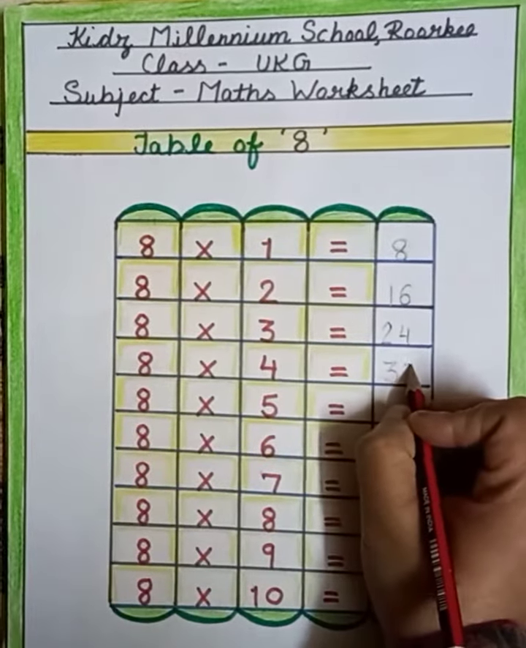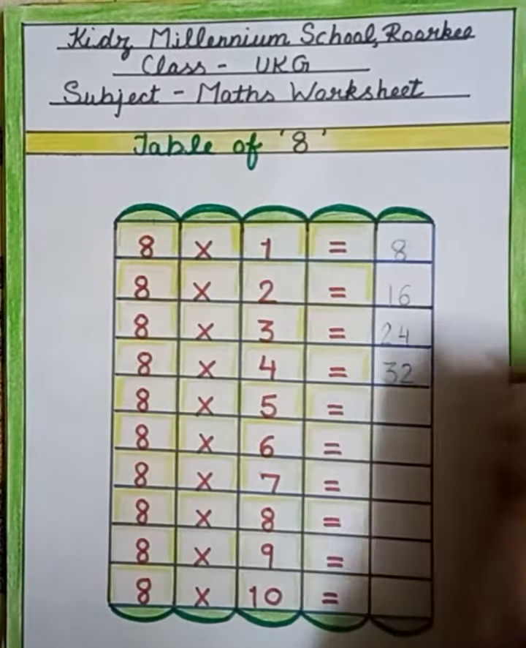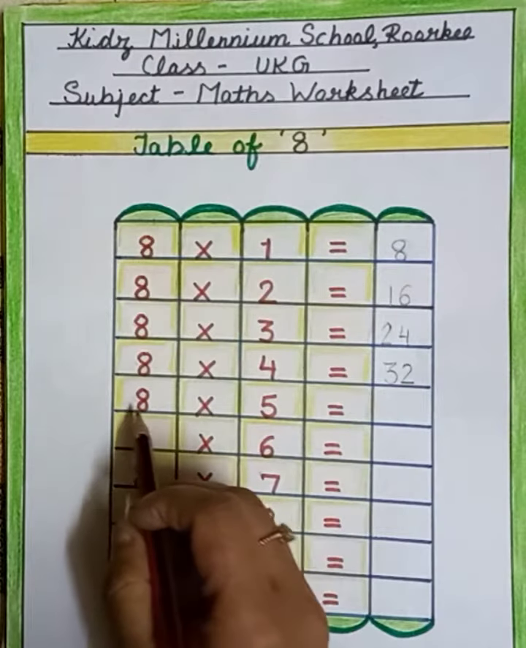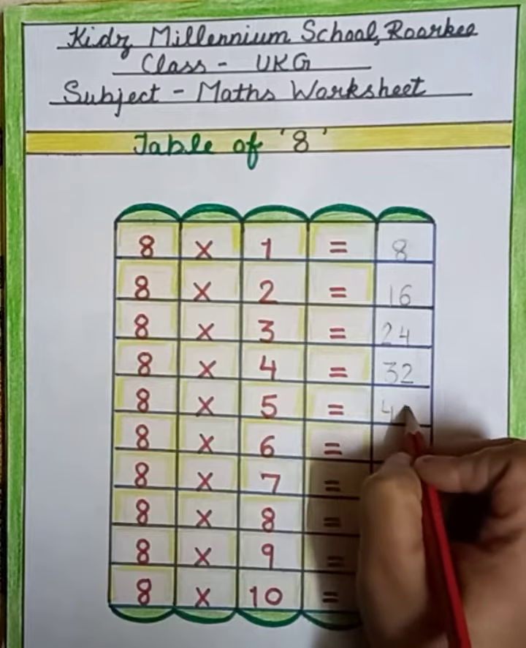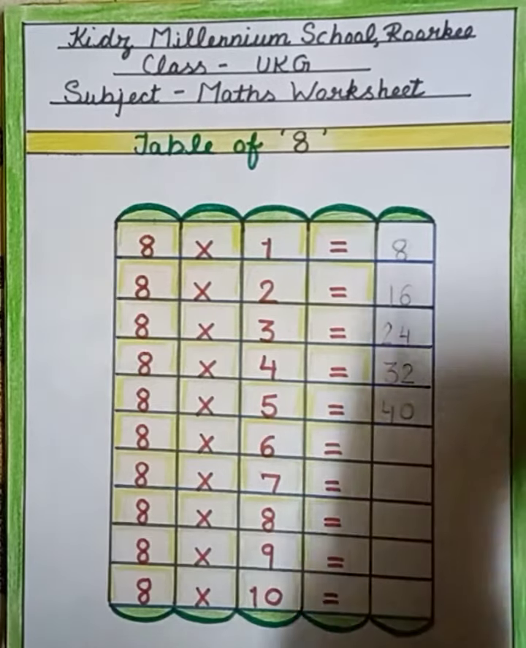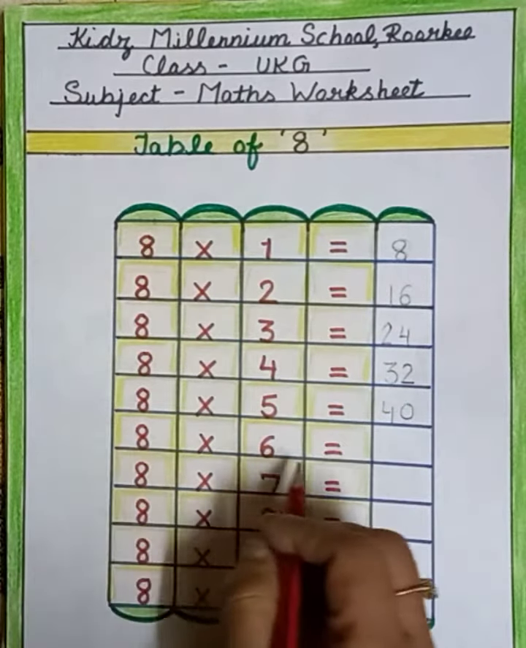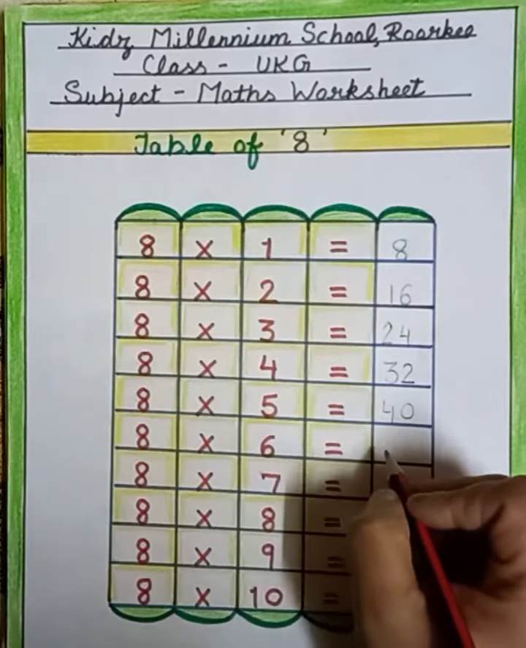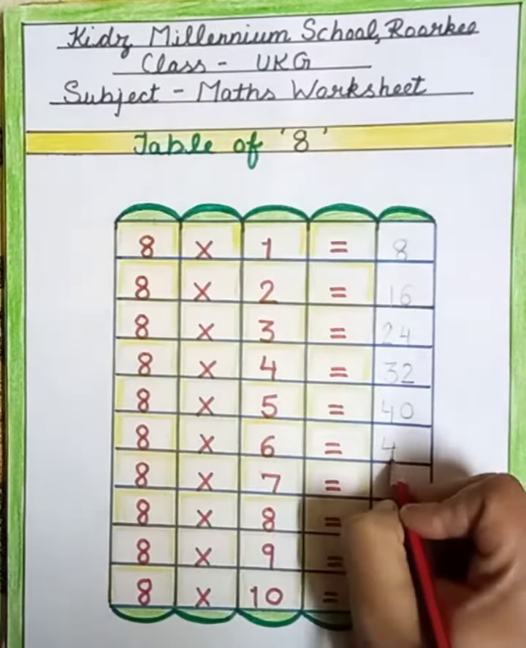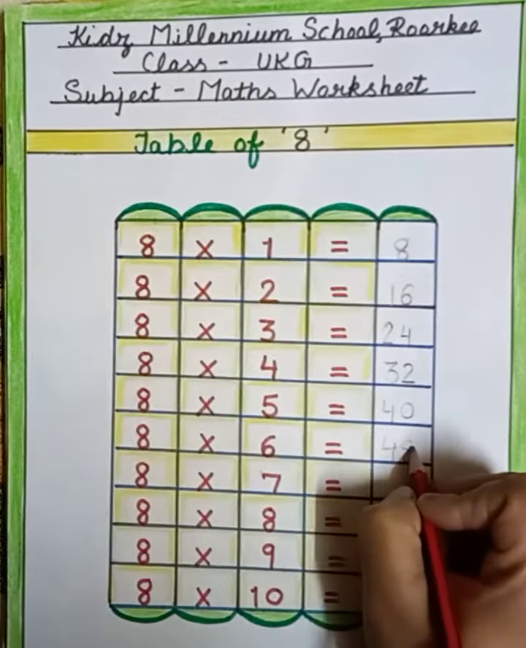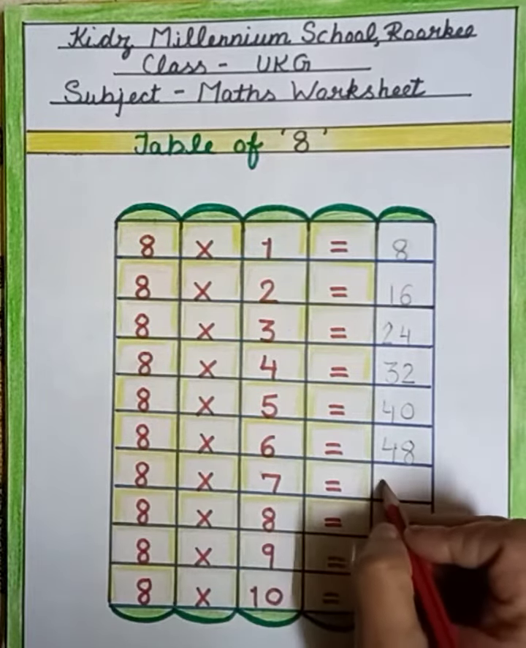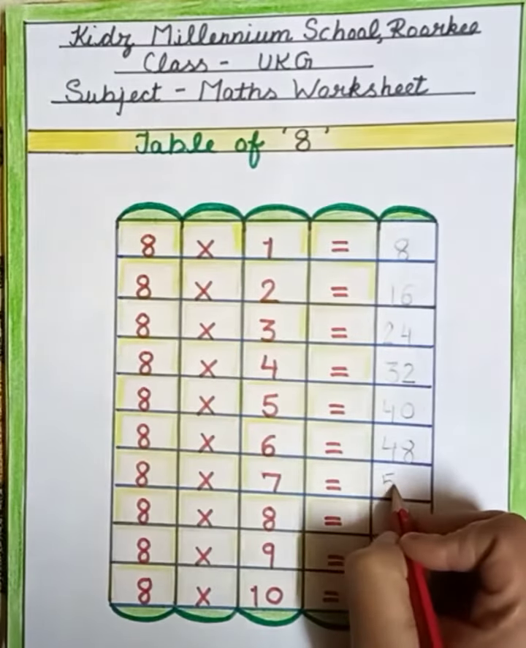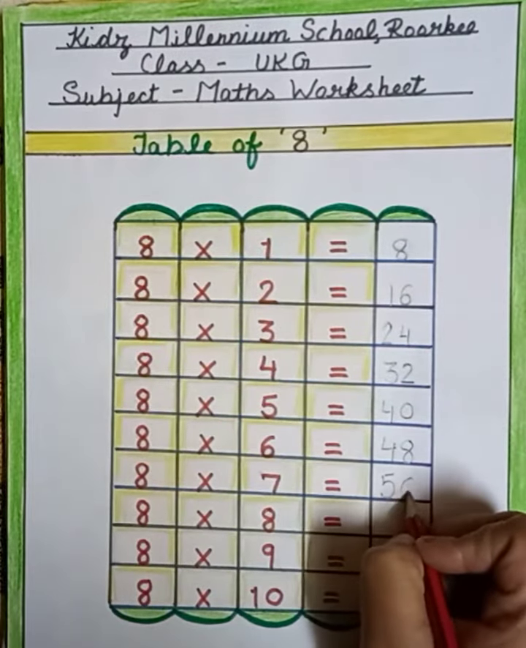Now next is 8 into 5 equals to 40, and we can speak like this, 8 5 ja 40. Now this is 8 into 6 equals to 48, and we can speak like this, 8 6 ja 48. Now this is 8 into 7 equals to 56, and we can speak like this, 8 7 ja 56.